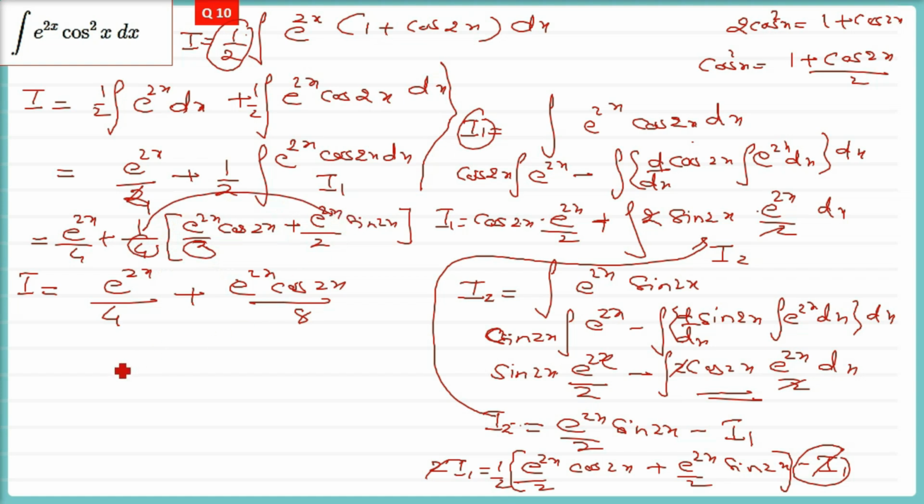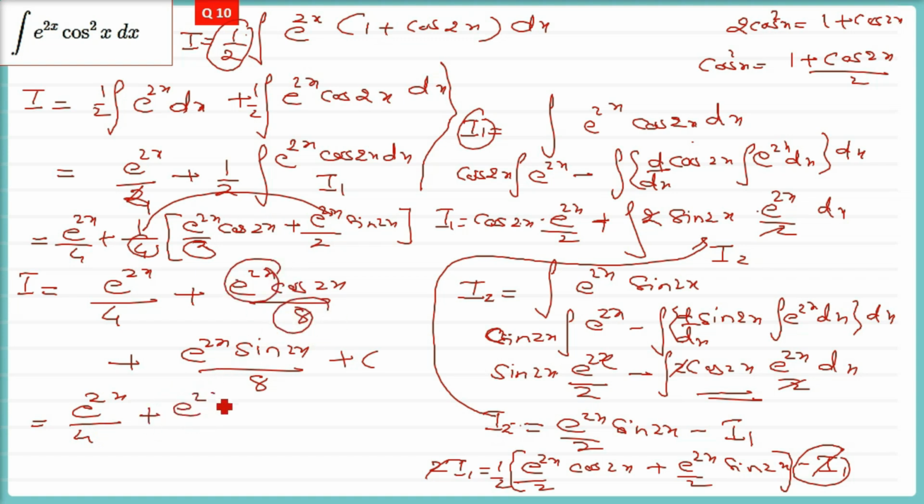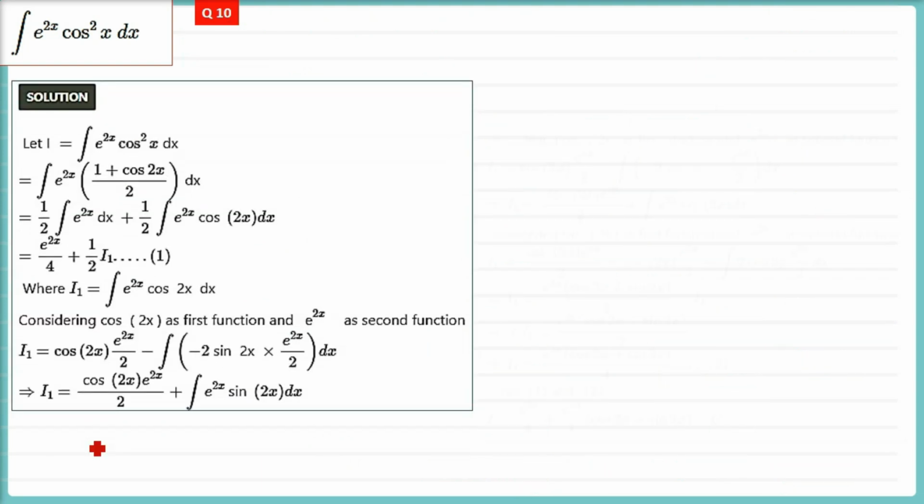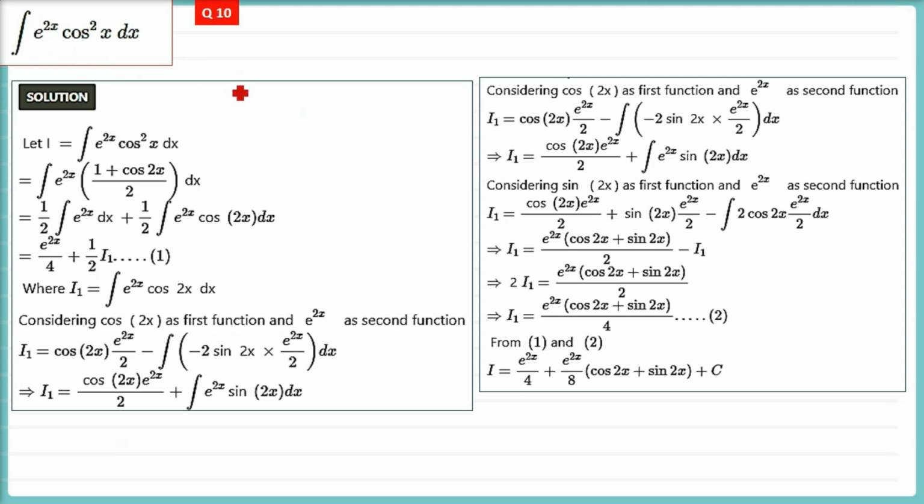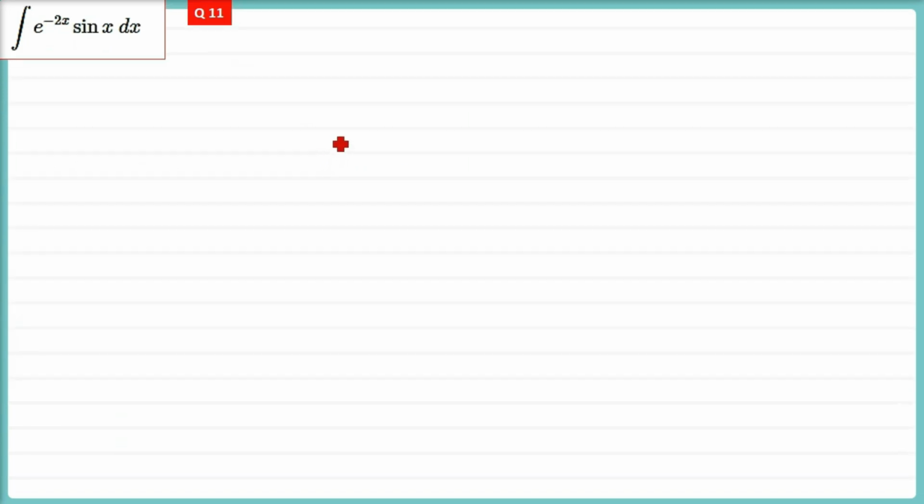So when you multiply this 4 in the denominator, it is 4 into 2, 8, 4 into 2, 8. So 8 comes in the denominator of both the terms, plus constant of integration. Now you can do one more simple thing which is not required actually: e raised 2x by 4 plus e raised 2x by 8. Now you can take e raised 2x and 8 common because it is common in both the terms. So e raised 2x divided by 8, it will give you sin 2x plus cos 2x plus constant of integration. This is your I, this is your final answer. So this is the way you are going to go about it. I took I1 and I2, but I hope you will be able to do this.